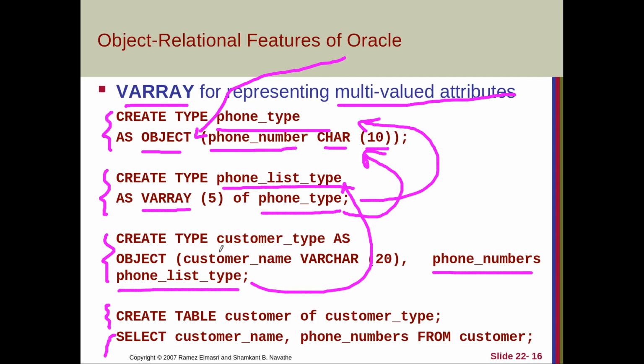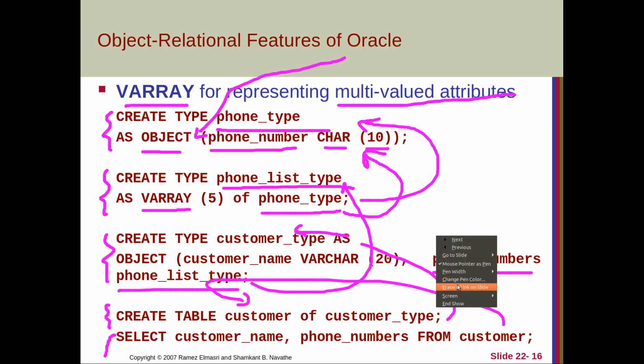Now we will create a table, create table customer of customer type. So based on this customer type, I am going to create a new table, create table customer of customer type. Now if I want to select some elements, select customer name, comma, font numbers from customer, it will select each customer and its corresponding font numbers from the table customer. I hope it is clear.